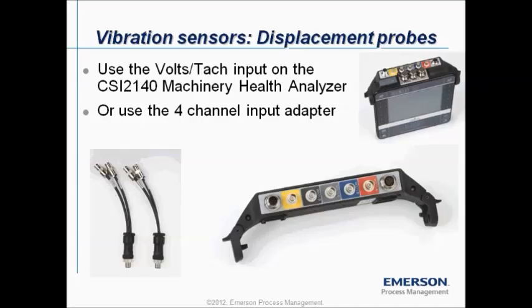On the analyzers there are two methods to connect a signal. You can use the volt input. If you're using a splitter you can measure 2 volt inputs or 2 displacement probes. If you're using the 4-channel input adapter you have 4 volt signals for 4 displacement probes here. Now let's take a look at what it is on the CSI2140 machinery health analyzer.